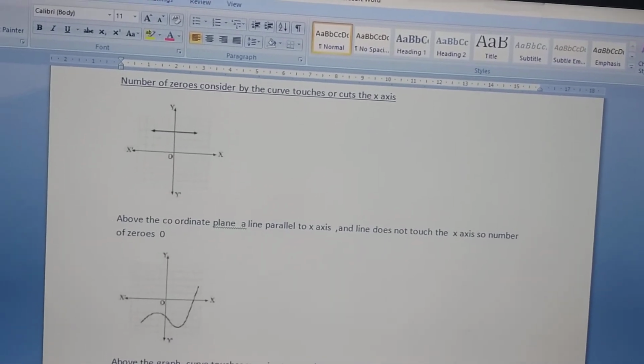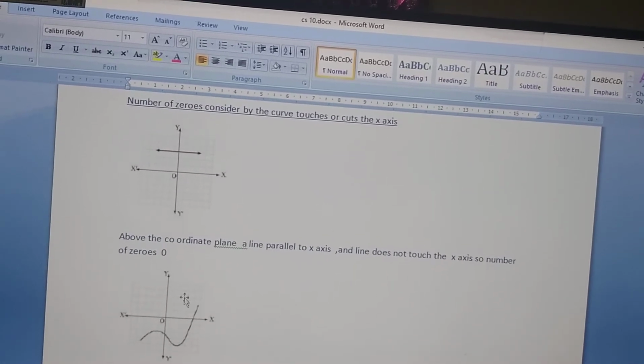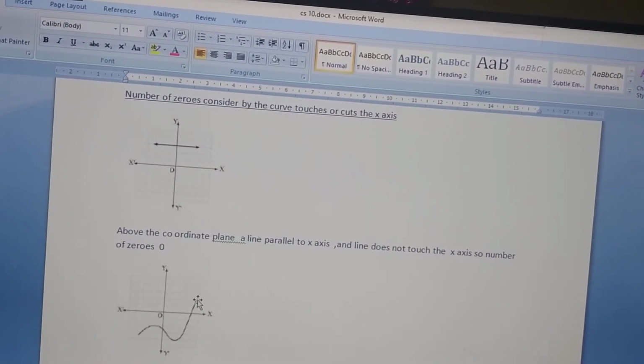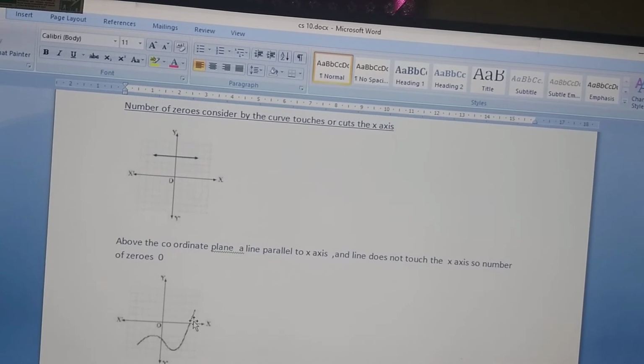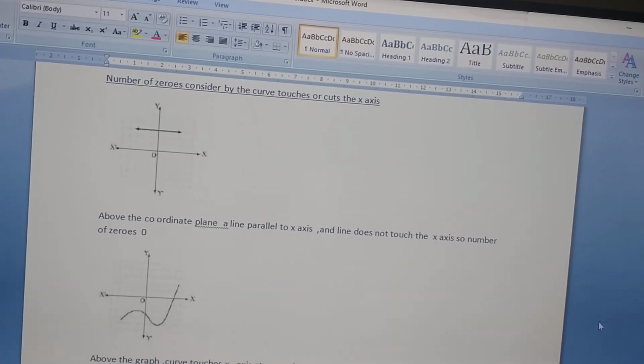Second example, in this example, there is a curve. So this is a curve. It touches the x-axis at only 1 point. So the number of zeros of this polynomial is 1.